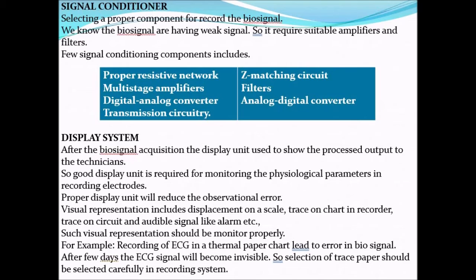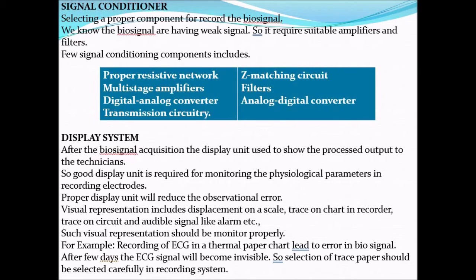Next one is the display unit. After the biosignal acquisition, the display system is used to show the processed output. This display system is a part of the recording system, where it will record as well as display the signal. The display system unit will reduce the observational error. This observational error is the error that happens in the initial stage.